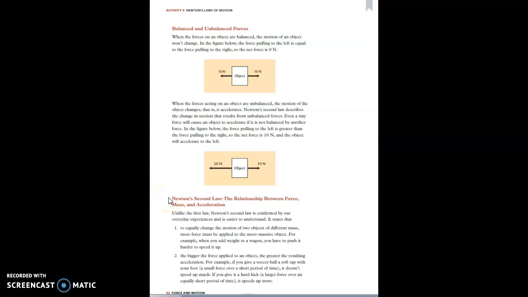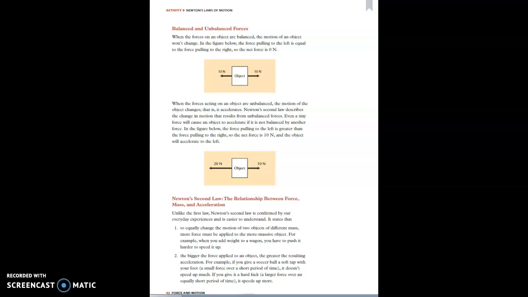Newton's second law, the relationship between force, mass, and acceleration. Unlike the first law, Newton's second law is confirmed by our everyday experiences and is easier to understand. It states that, first, to equally change the motion of two objects of different mass, more force must be applied to the more massive object. For example, when you add weight to a wagon, you have to push it harder to speed it up.